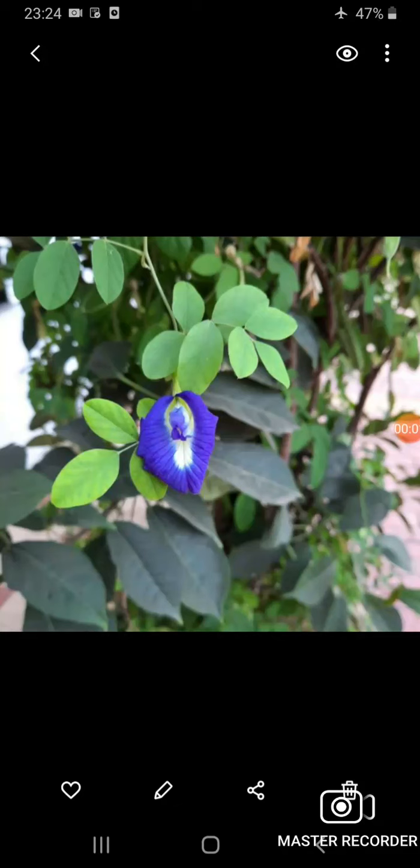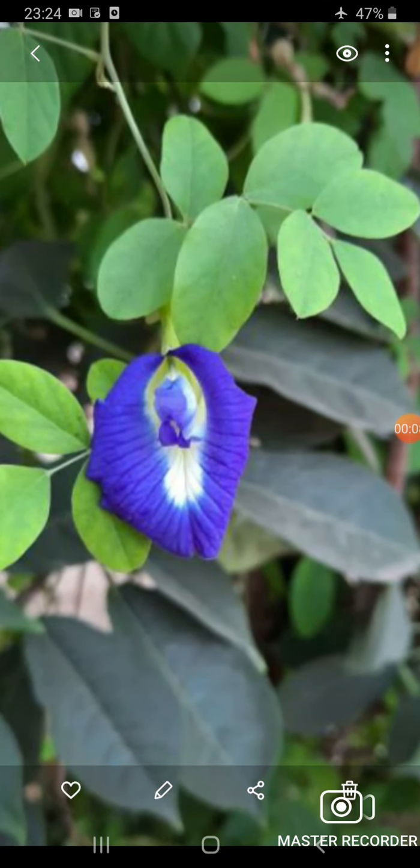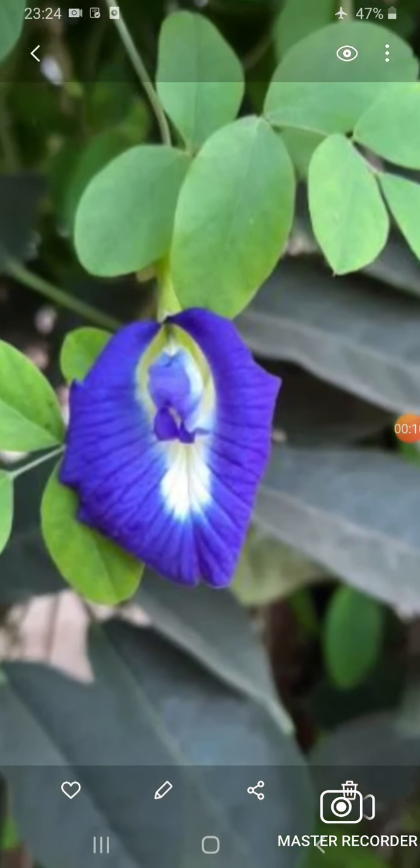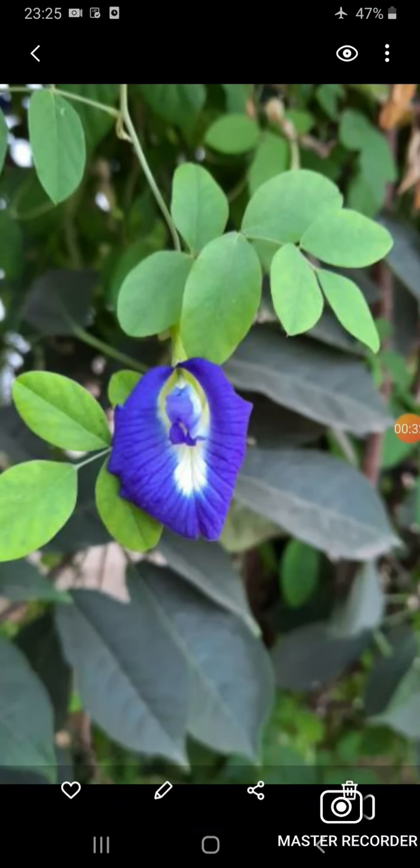Let us see few pictures of the examples of flower. This is a flower called Clitoria, which shows butterfly-like flower. Now this big petal is the standard petal, which encloses the two smaller wing petals. And inside the wing petals are the two keel petals. So this shows vexillary estivation. Now this flower is bilaterally symmetrical, so the flower is called as zygomorphic flower.